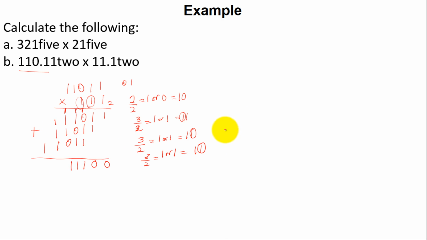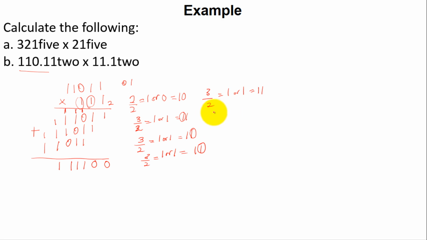Then I have 1 plus 1, 2, 2 plus 1, 3. The same thing, I have 3 divided by 2. I'm going to have 1 remainder of 1, which is 11 as well. What am I going to write here? I'm going to write 1 and take 1 to this place.